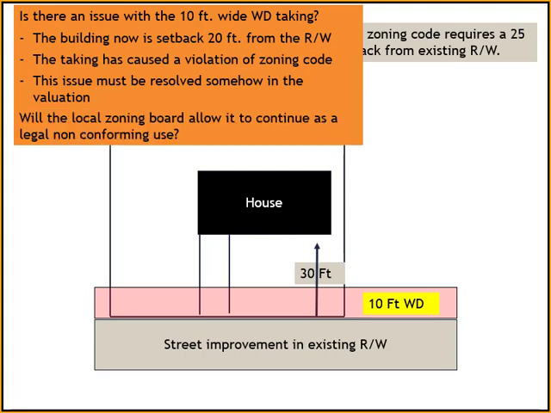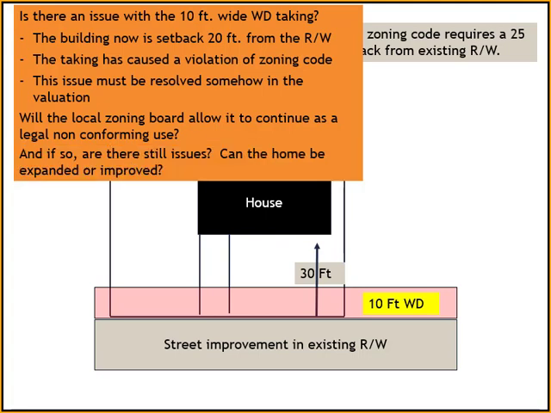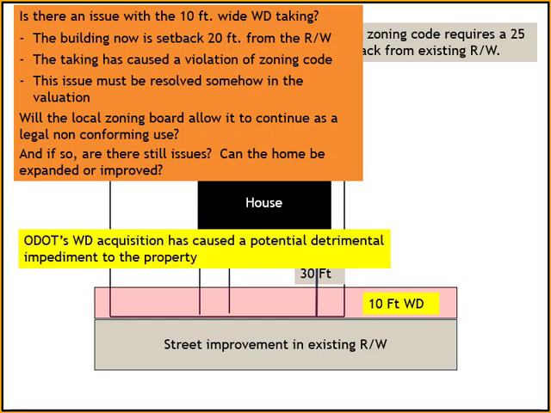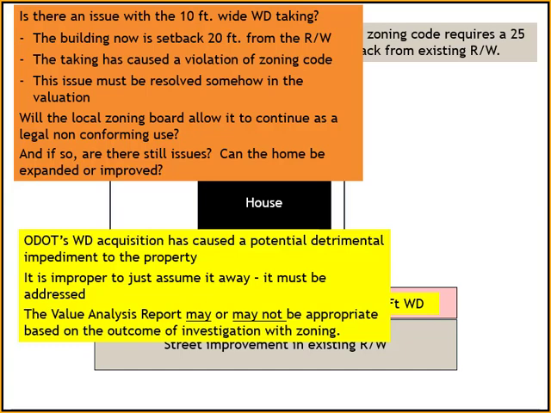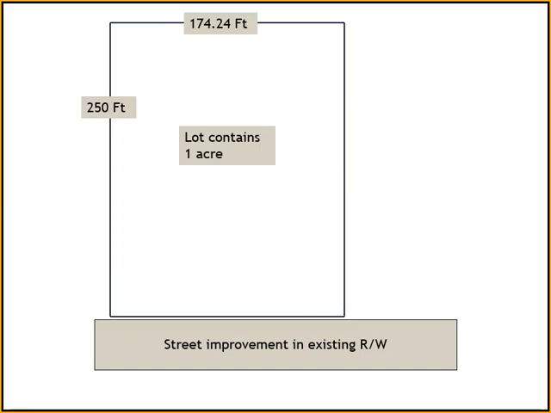Will the local zoning board allow it to continue as a legal non-conforming use? And if so, do issues still remain? Can the house be expanded or improved? ODOT's WD acquisition has caused a potential detrimental impediment to the property. It's improper to just assume it away. It must be addressed. The value analysis report may or may not be appropriate based on the outcome of investigation with zoning.